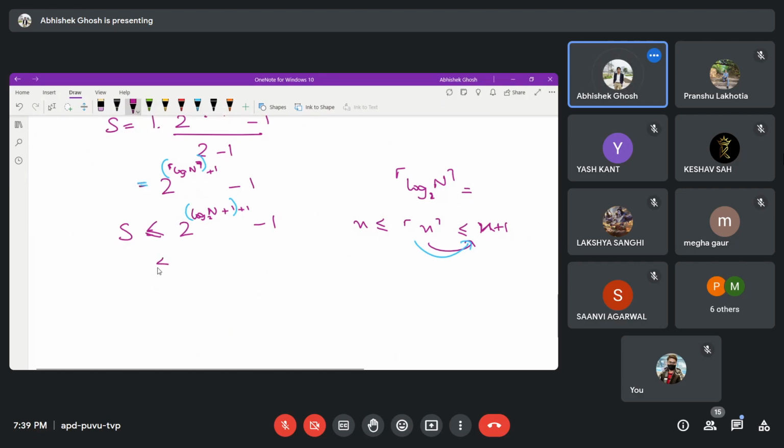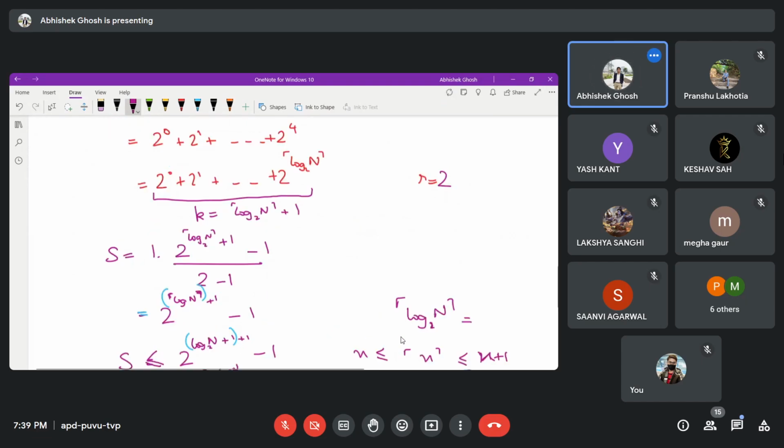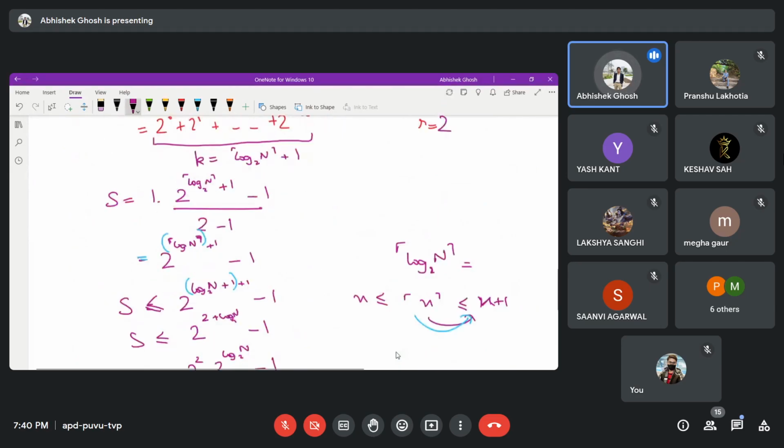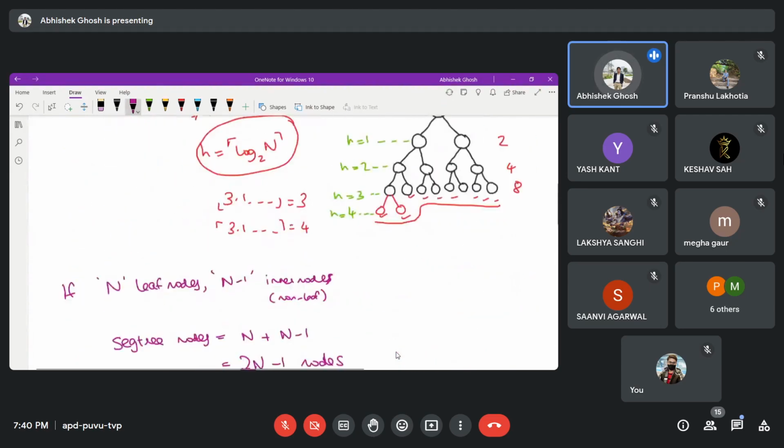So if I just write down like this, 2 power 2 plus log n base 2 minus 1 will be 2 power 2 into 2 power log n base 2 minus 1. 2 square is 4, 2 power log n base 2 is n, so 4n minus 1, which will give me 4n as a comfortable size of the segment tree which I can take. Okay, so size of segment tree should be clear. If there's any doubt, you can ask.